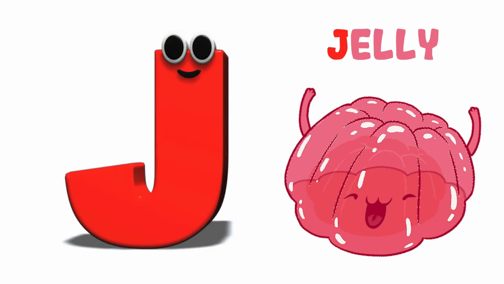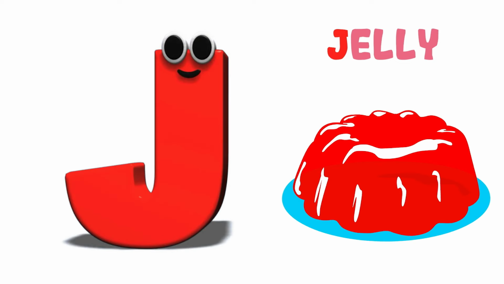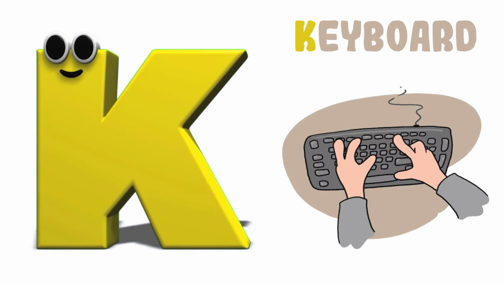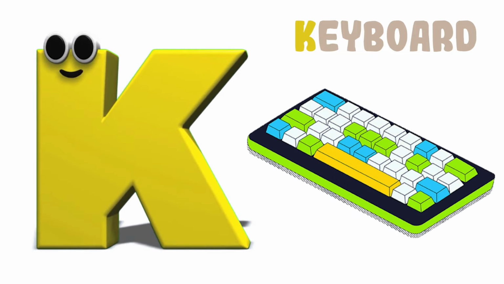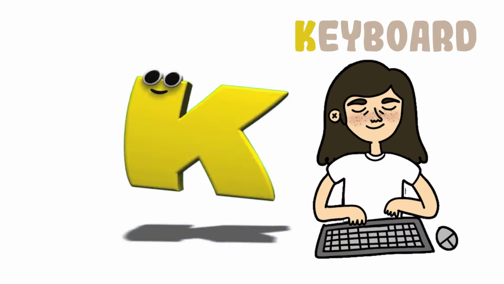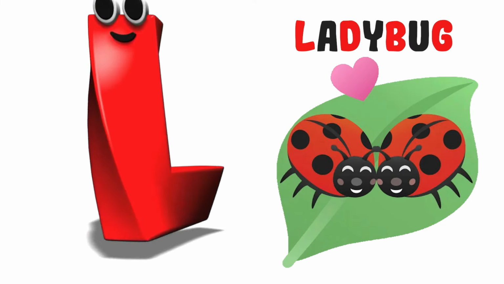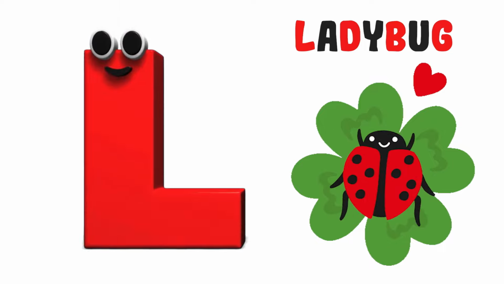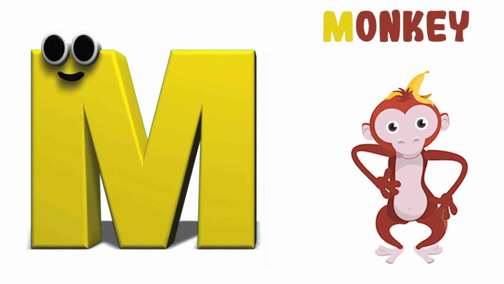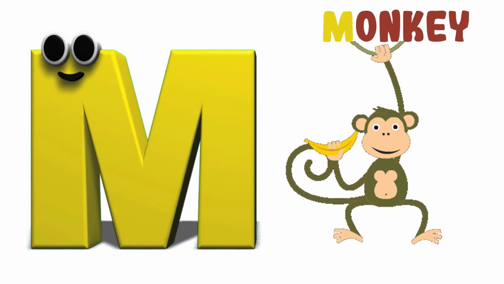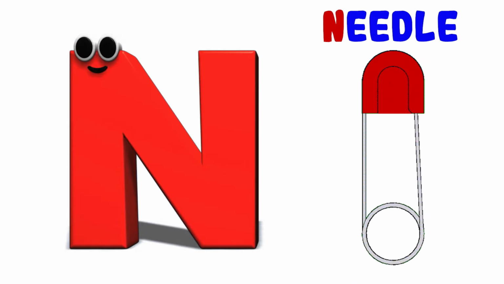J is for jelly, J, J, jelly. K is for keyboard, K, keyboard, K, keyboard. L is for ladybug, ladybug, L, ladybug. M is for monkey, monkey, M, monkey. N is for needle.